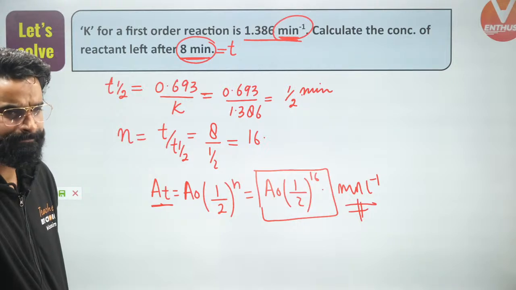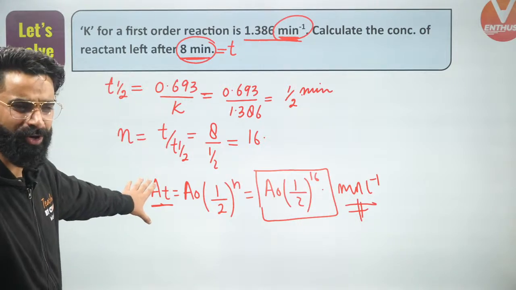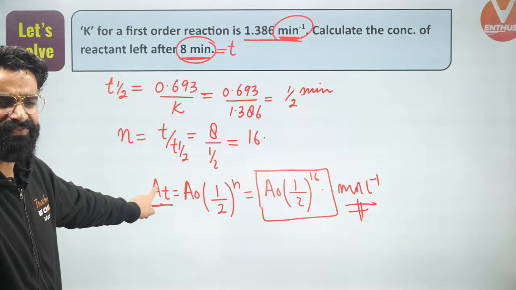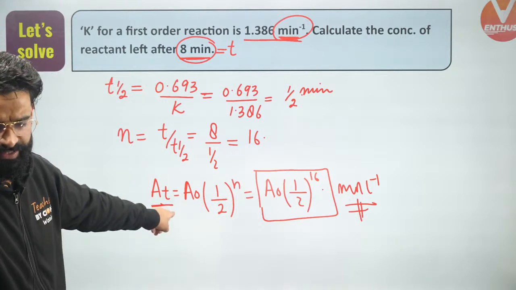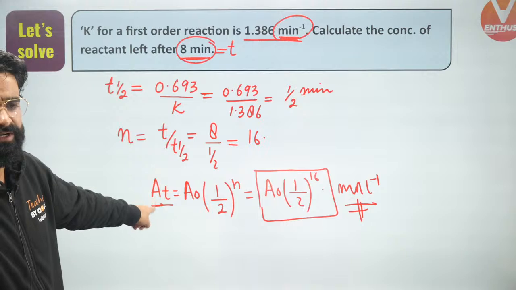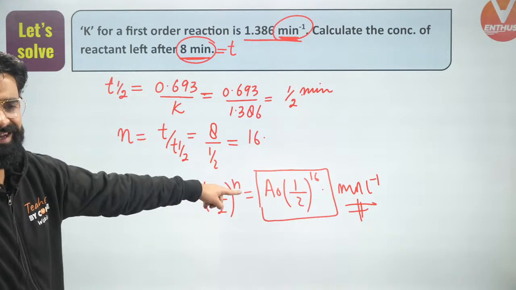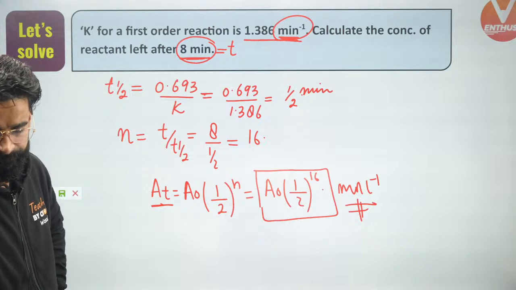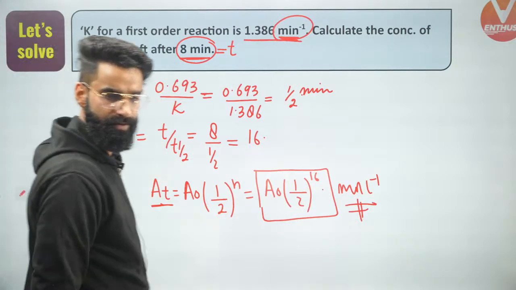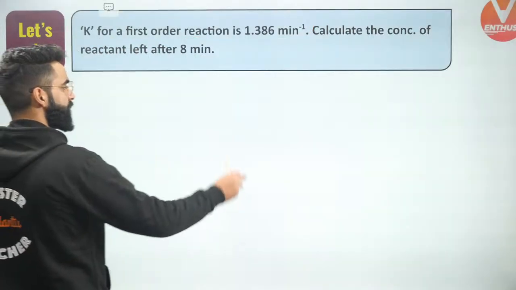Yes, very simple one, yeah? You need to just remember this formula. You're done. Concentration of reactant left at any time is equal to A naught multiplied by 1 by 2 to the power N, where A naught is the initial concentration and A t is the concentration of reactant left at any time. And N is the number of half-lives, which is given time divided by half-life of the reaction. Yes. Correct? Exactly. Let's move on to the next one.